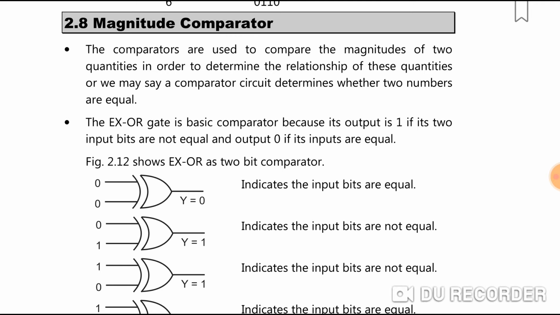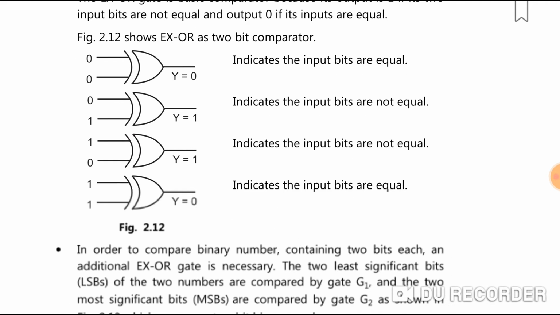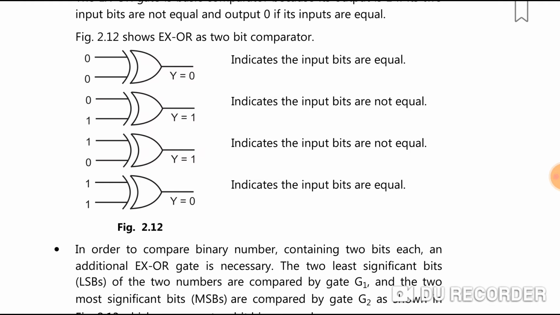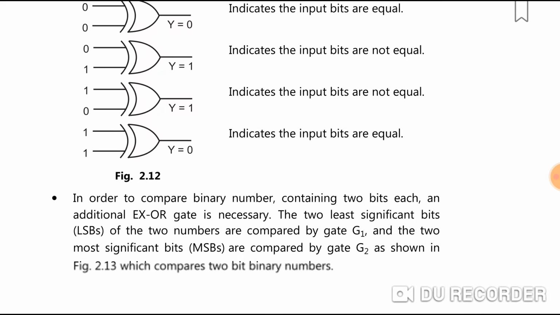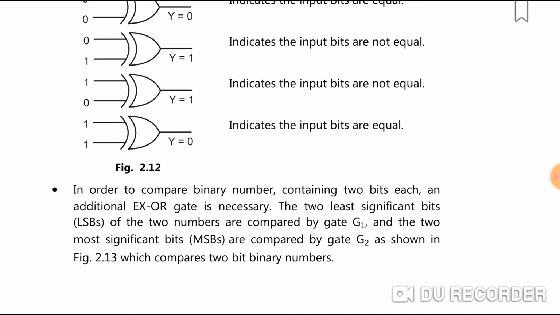It shows the XOR as a 2-bit comparator. When both inputs are 0, 0, the XOR output is 0, which indicates that the input bits are equal. If inputs are 0 and 1, then the XOR output Y is equal to 1, indicating the input bits are not equal. When they are 1, 0, Y is equal to 1, indicating the input bits are not equal. When both inputs are 1, 1, the XOR output is 0, which indicates the input bits are equal.